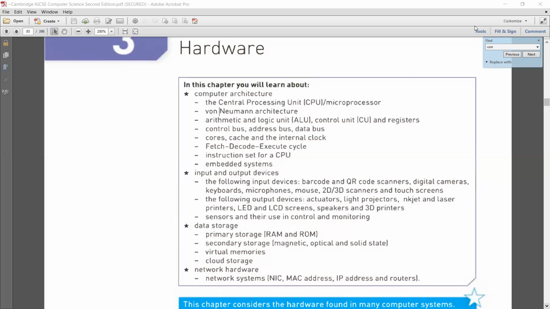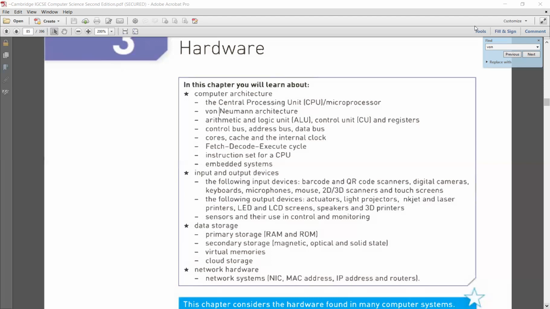But in this chapter, what you need to focus a lot on is the sensors and their working, how sensors are used in different controlling and monitoring applications. And then a very important topic is data storage. That is divided into primary storage and secondary storage, and virtual memories and cloud storage as well. And lastly, it's your network hardware that includes your routers and your NICs and a few terms that are linked with their use as well.